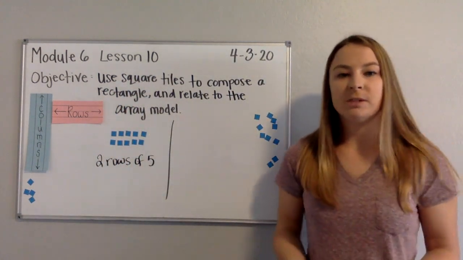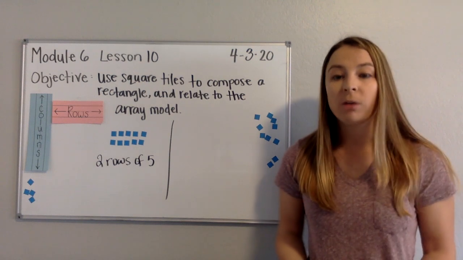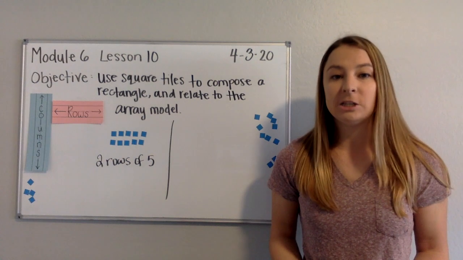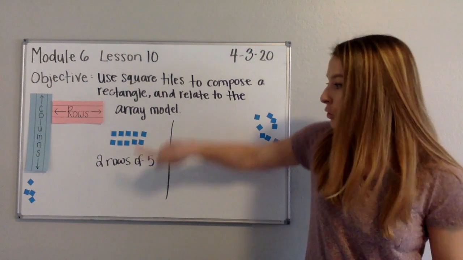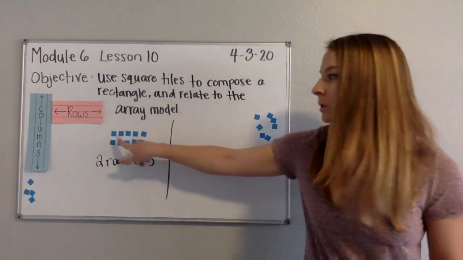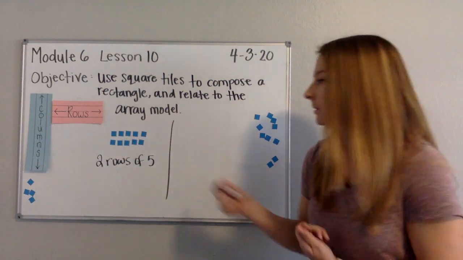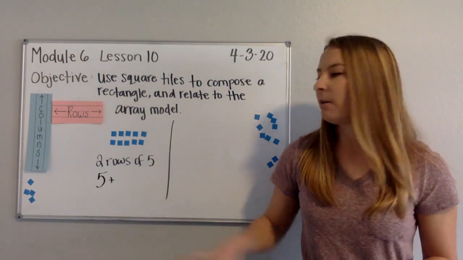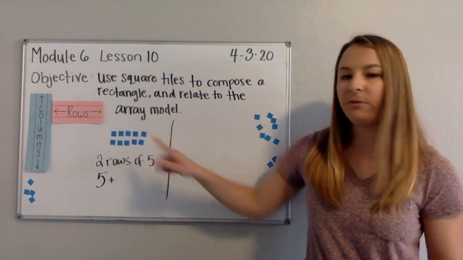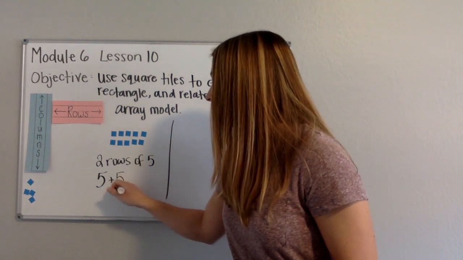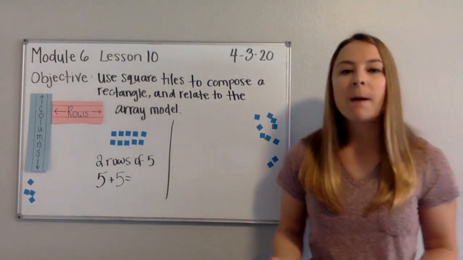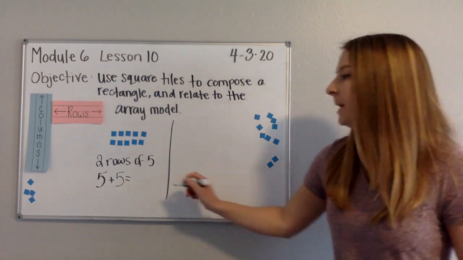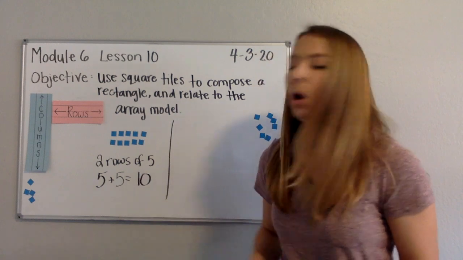Now with my 2 rows of 5, I want to be able to figure out the total of how many counters there are in the array altogether. So I'm going to write a repeated addition sentence. I can see in the first row that there are 5 counters, 1, 2, 3, 4, 5. Plus, in the second row, there are 5 counters, 1, 2, 3, 4, 5. If I count them all up, I know my doubles fact, 5 plus 5, I know that these 2 rows of 5 make a total of 10 counters all together.